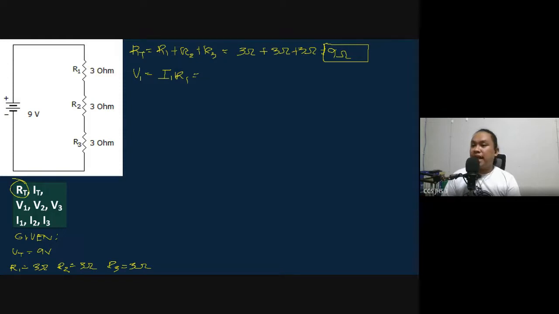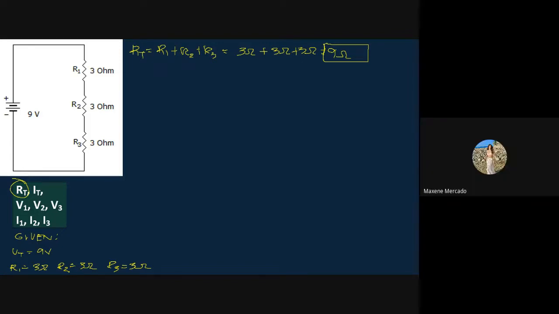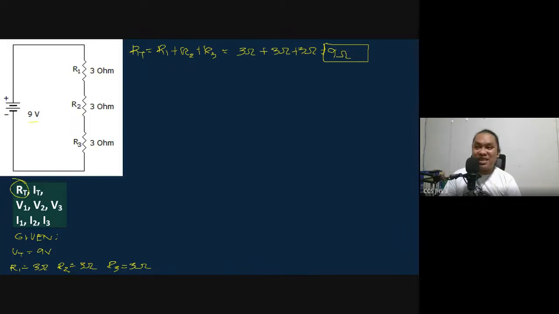Okay, let's erase. Think. What else can we solve from the given values that we have? We have the individual resistances, the total voltage, and the total resistance. So from that, what can we solve? Total voltage, sir? The total voltage is already given, 9 volts. What else? Think.